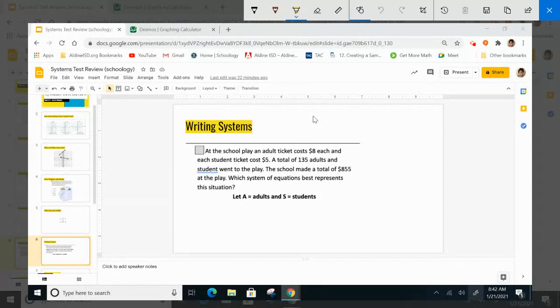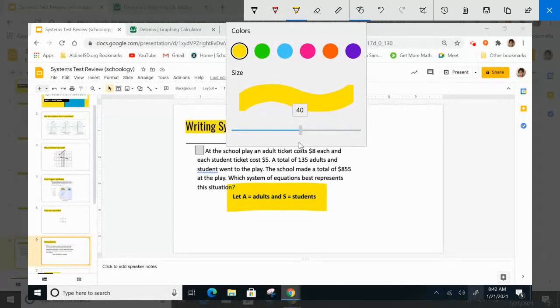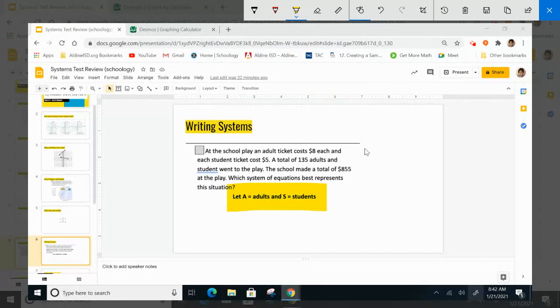So it already tells us here that we are going to use A for adults and S for students. And we know that we're going to write two equations. And if we write equations, they have to be equal to something. So we look for our totals. We have a total of 135 people and a total of $855. So that's going to be important when we write our equations. So I know that one equation is going to equal 135, and then one equation is going to equal 855.